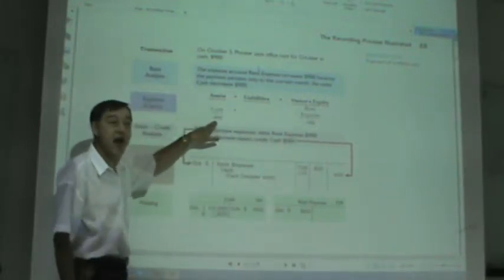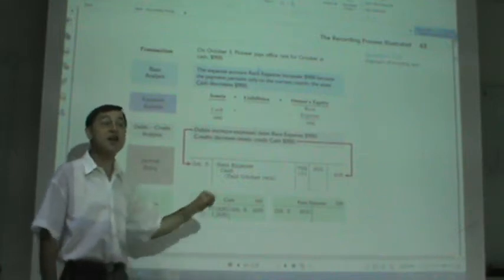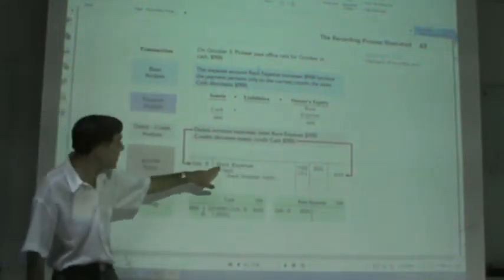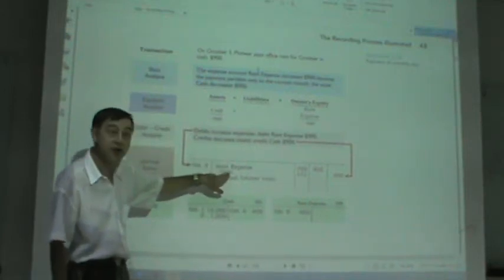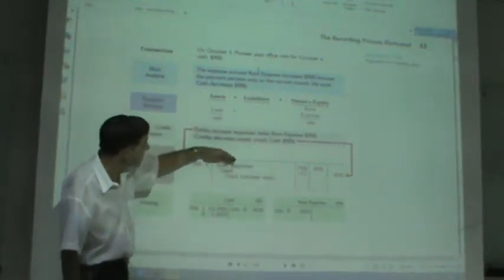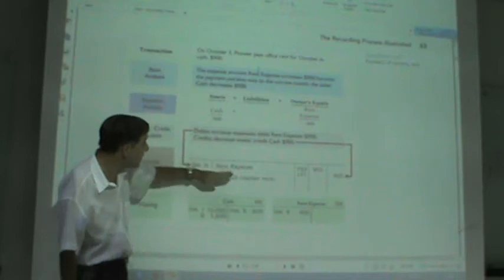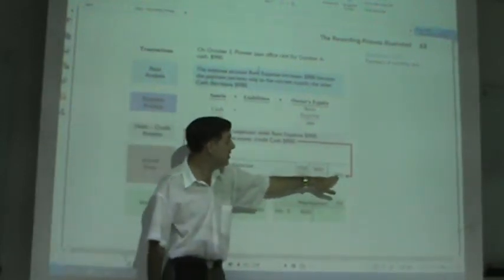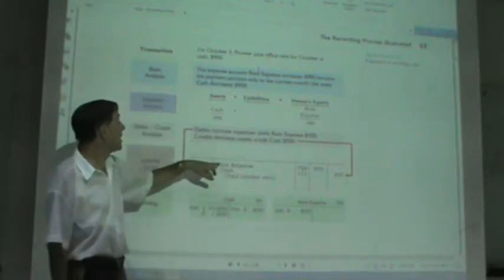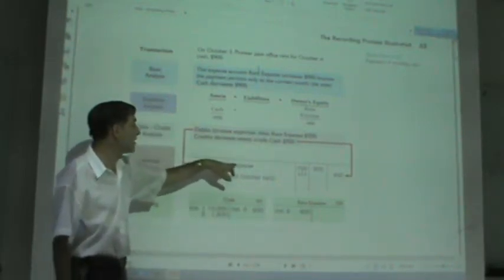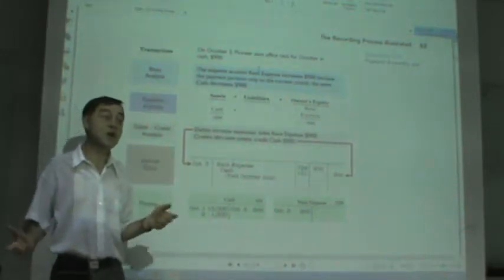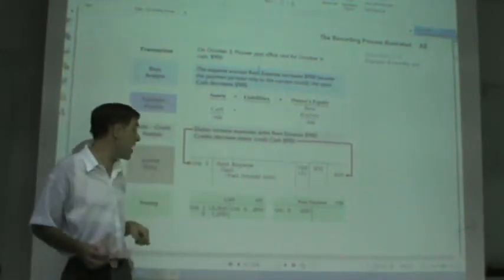If cash is down, this means you begin with credit cash. And you see here cash is credit. The debit you always put at the top on the left and the credit is the bottom. So we say credit cash 900 and the debit becomes rent expense 900. That's it. Rent expense will then go to equity.